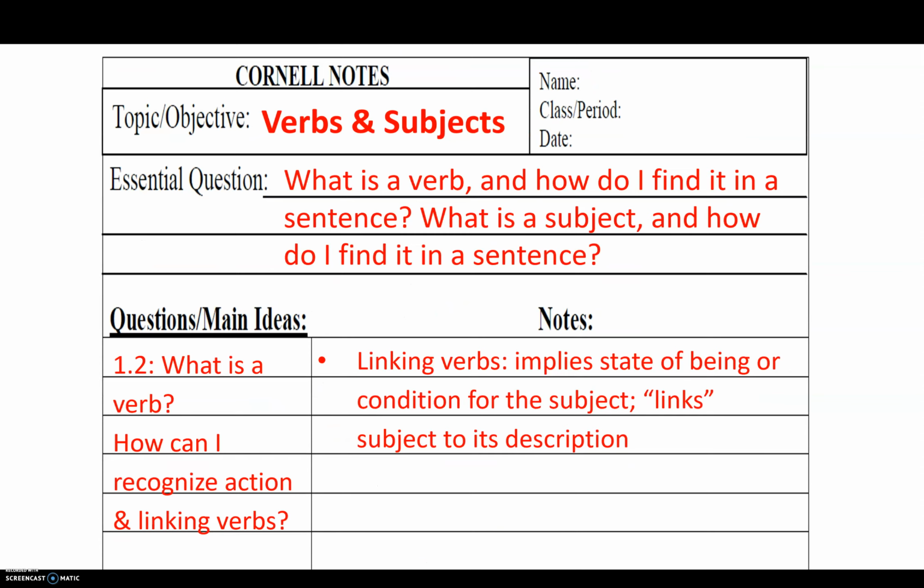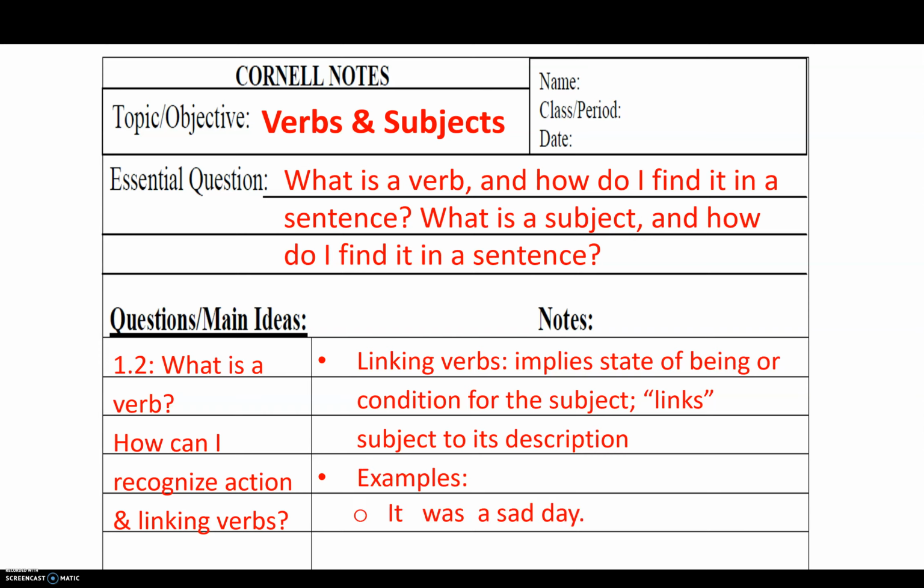Linking verbs are a little trickier because they do what's called linking the subject to its description. And the reason that they're a little tricky is that sometimes they're going to look like our helping verbs, sometimes they're going to look more like an action verb. Again, I don't need you to necessarily tell me that they're a linking verb, but you do just need to get used to being able to find them as a verb in the sentence.